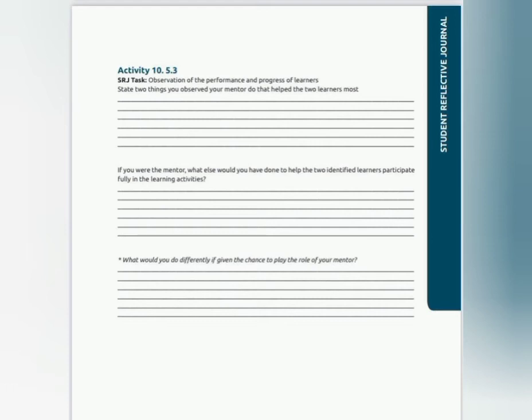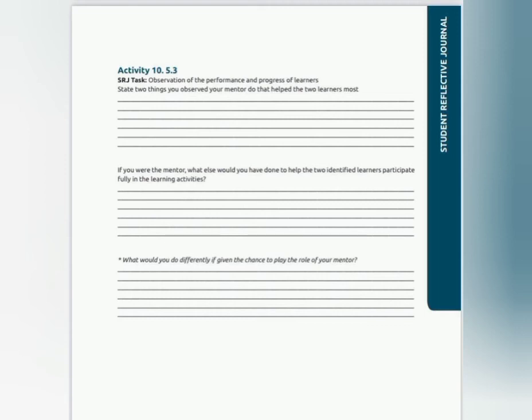Then our next point: if you were the mentor, what else would you have done to help the 2 identified learners participate fully in the learning activities? So here also, you yourself, what will you do if you were in the shoes of the mentor to help learners participate more fully in the classroom? So I'll leave that with you, then you write it down.